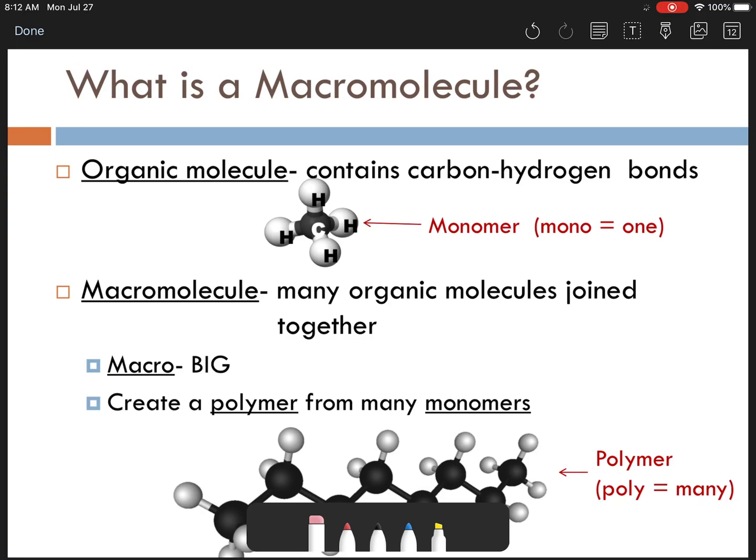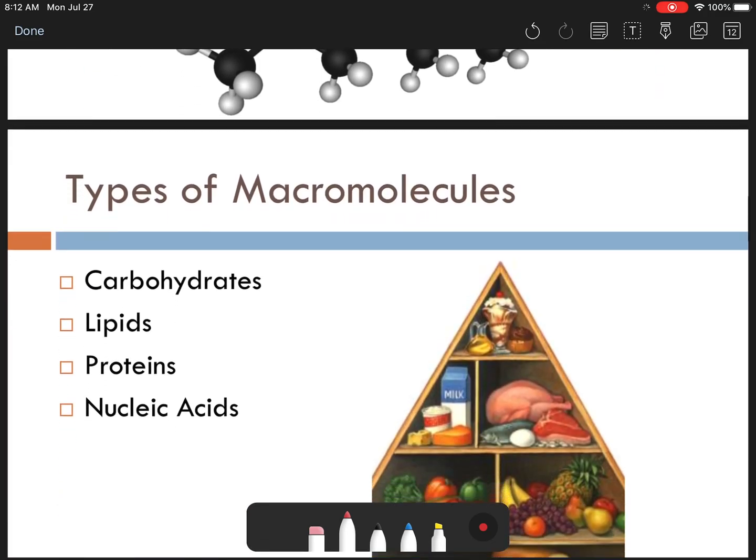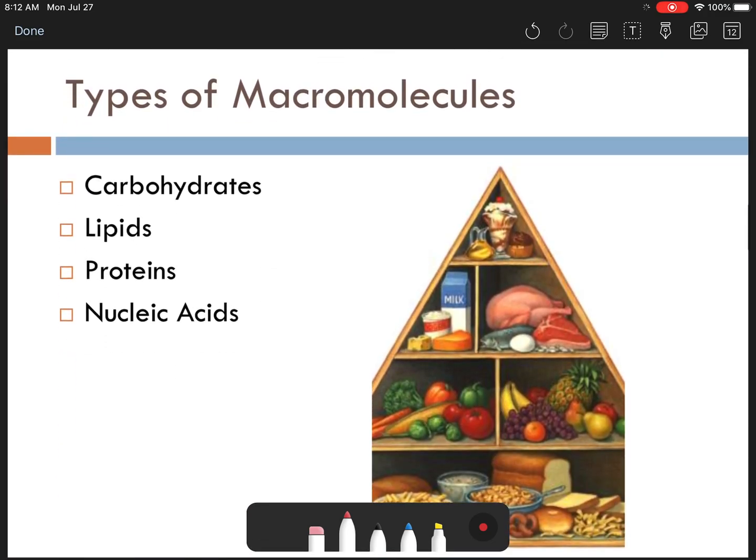Now, last time we talked about what a macromolecule was, so just a quick brief review again. It is a large molecule that has many smaller subunits joined together. The large molecule is the polymer. Poly means many. And the subunits that we're talking about are the monomers. So you're going to have to know what the monomers are, or subunits, for each of these macromolecules.